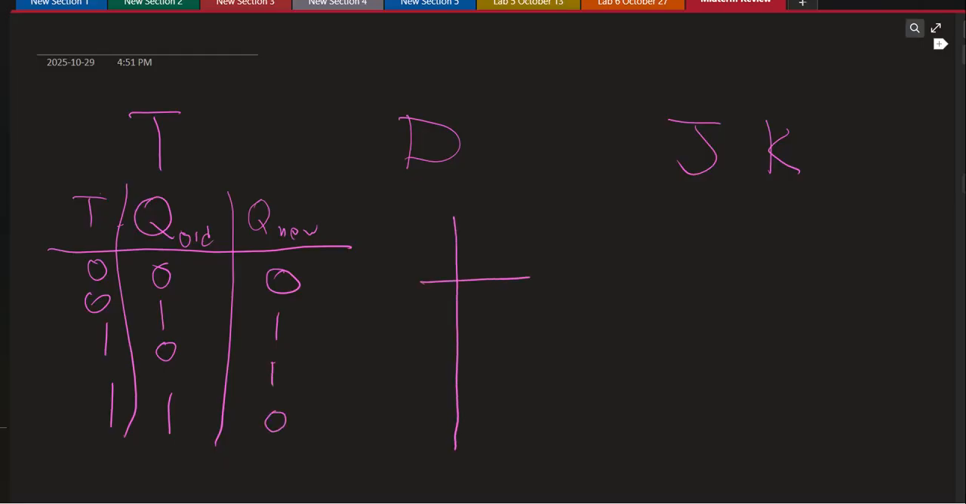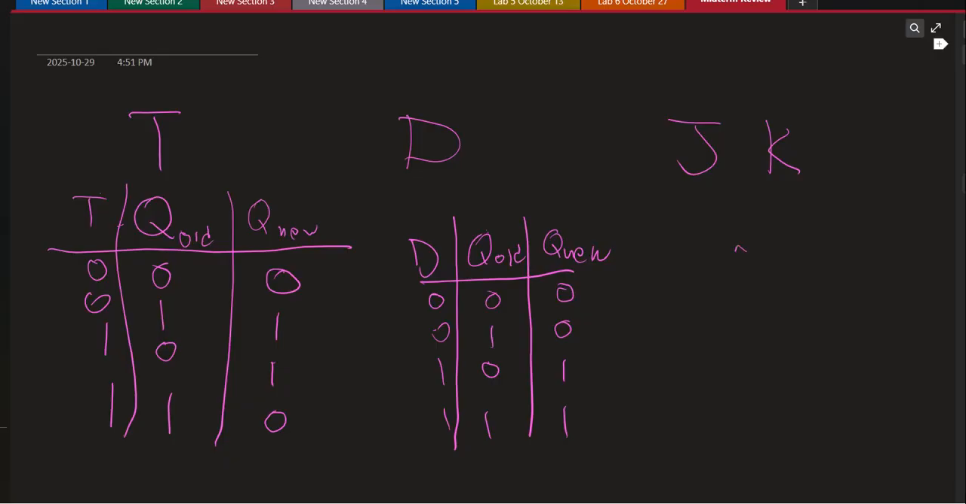For a D flip-flop, you have your D input, Q old, and Q new: 0, 0, 0, 1, 1, 0, 1, 1. Q follows D, so it doesn't matter what Q old was. Q new, the next value of Q, is going to be the same as D.